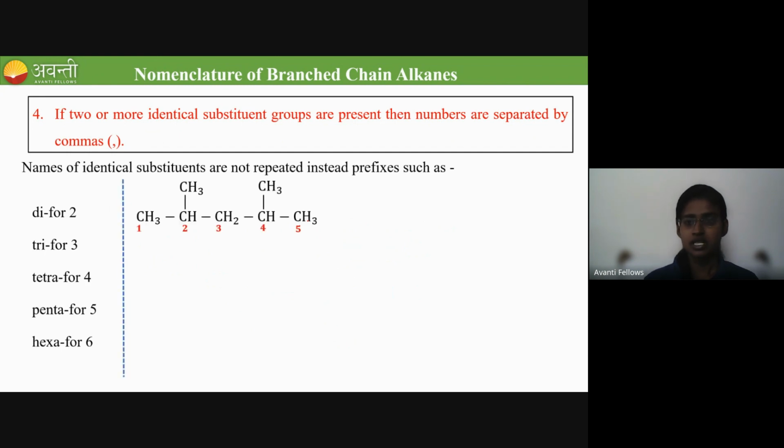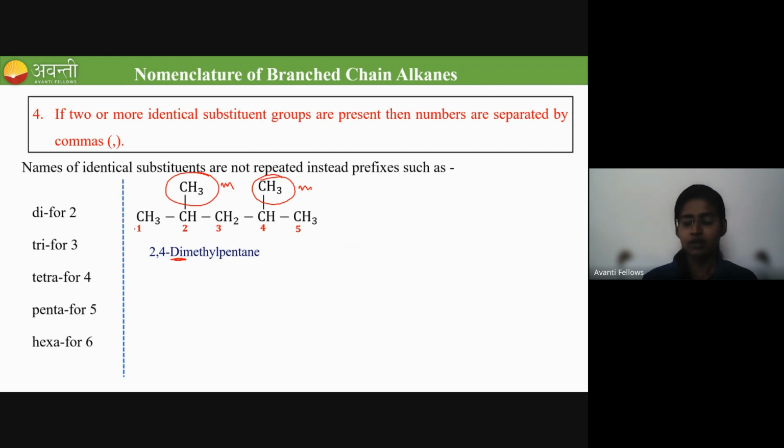See this compound. It has 5 carbons in its parent chain and 2 substituents. Both substituents are methyl. So what I have to do is write 2,4-dimethyl. Each time I should not write methyl, as in 2-methyl, 4-methyl pentane. No, that is not the correct way of naming. So 2,4-dimethyl pentane is the correct name for this compound.